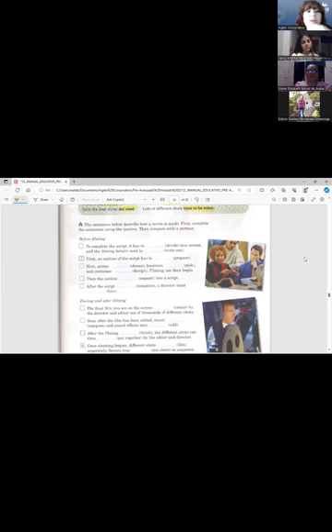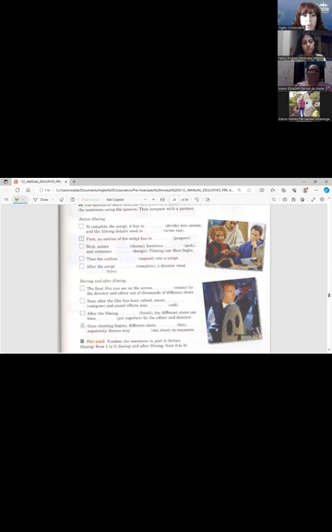So it says the sentences below describe how a movie is made. First, complete the sentence using the passive. Then compare with a partner, but I think we're going to do this all together. I want you to identify first the correct structure of the verb in parentheses. The verb in parentheses is always going to be in the past participle. Then just use the correct form of the verb to be.